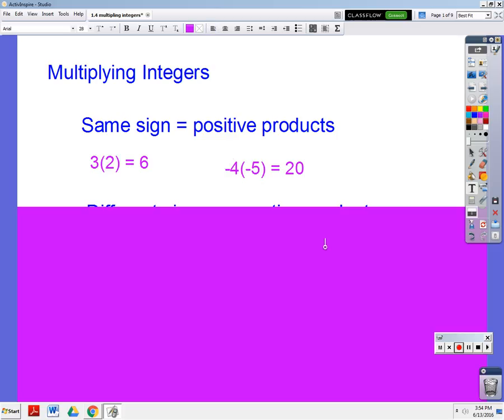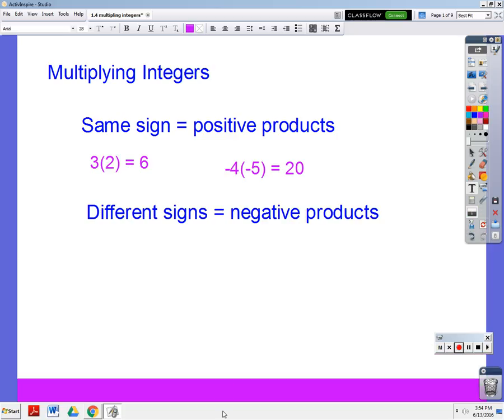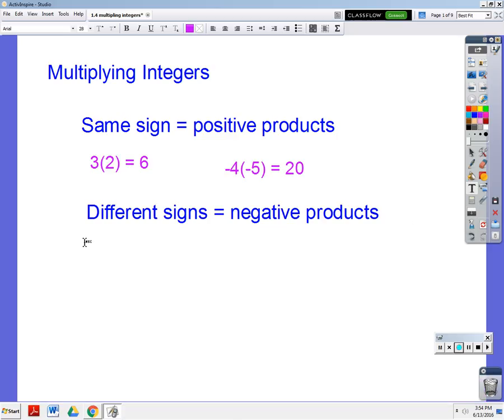So what happens if you have different signs? If one of them is positive and one of them is negative? Well, when that happens, you have a negative answer or a negative product. 7 times negative 2. Again, I'm going to multiply normally and get 14. But because my 7 is positive and my 2 is negative, my answer is negative. Negative 5 times 3. Multiplying normally to get 15. I have one negative number, one positive number, so my answer is negative.